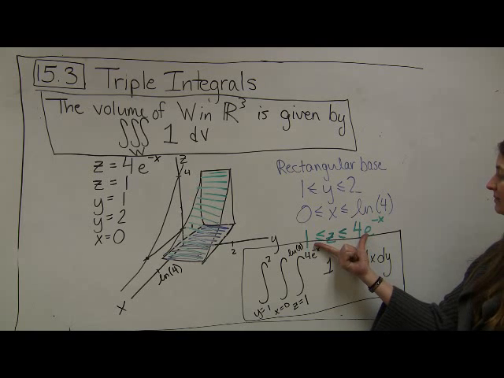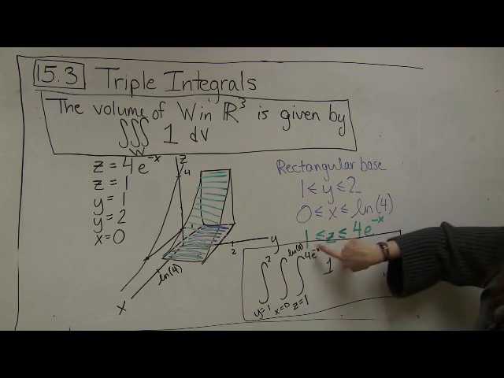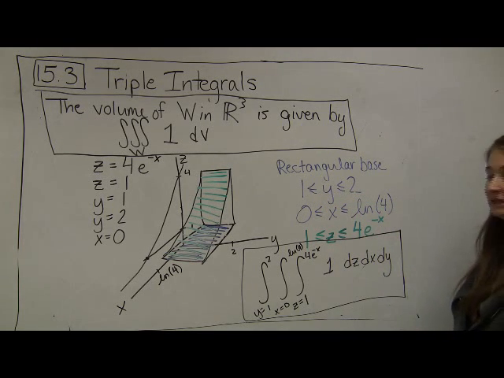And the bounds came exactly from where we found them, by deciding what the bounds on the top and bottom are, and then what the bounds on the base are, which in this case was a rectangle.